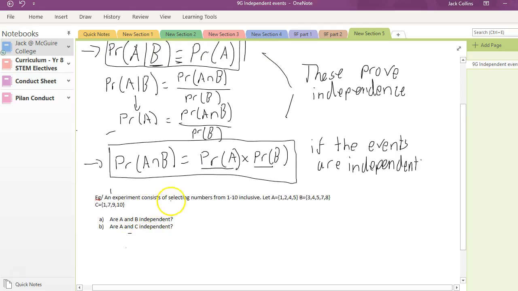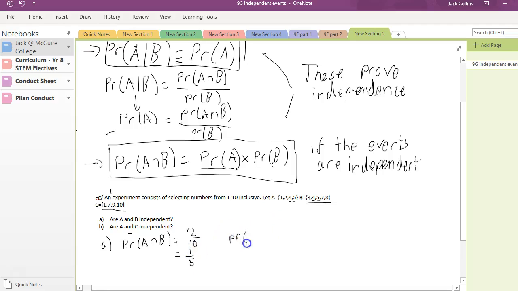So an experiment consists of selecting numbers 1 through 10 inclusive. A is this set, B is this set, and C is this. So question 1 asks, are A and B independent? So first off, let's look at the probability of A and B. So selecting the intersection. In the intersection, we have 4 and 5 in both sets. So you've got a chance of selecting the intersection there of 2 out of 10, which is equal to 1 out of 5. Okay, that's the intersection of A and B.